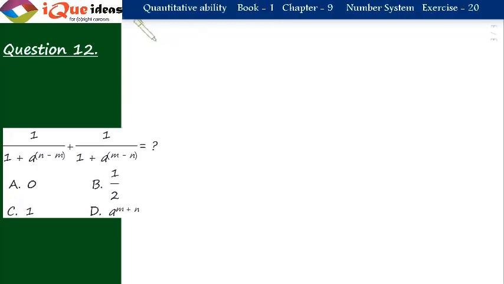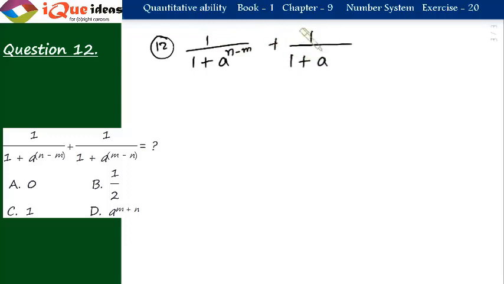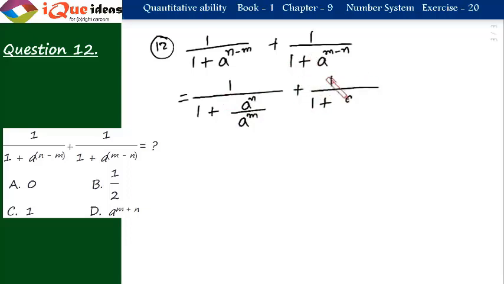Now let's take up the next question, question number 12. It says 1 upon 1 plus a raised to the power n minus m plus 1 upon 1 plus a raised to the power m minus n. Right? Open it carefully. So it will be 1 upon 1 plus a raised to the power n divided by a raised to the power m plus 1 upon 1 plus a raised to the power m divided by a raised to the power n. This whole thing is in denominator and this whole thing is in the denominator.